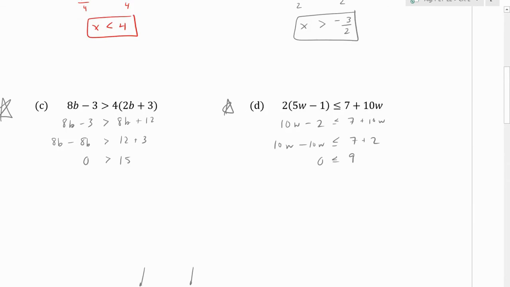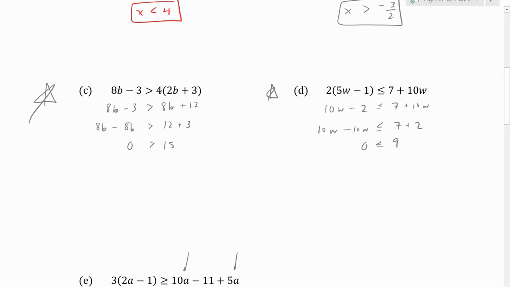So back to these two. Is 0 greater than 15? Nope. So this one has no solution. Is 0 less than or equal to 9? Yep. This one is solved by all real numbers.